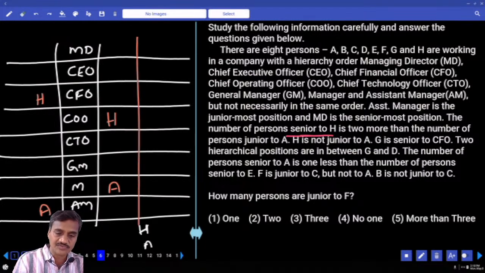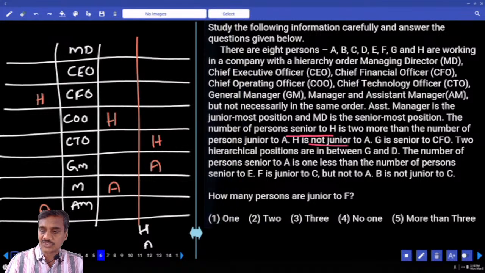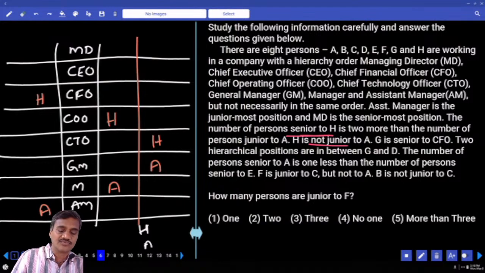And in the third case, if A is here, then H will be here. Clear? In all the three cases, if you observe here, number of persons senior to H is 2 more than junior to A. And H is not junior to A, H is senior to A. And G is senior to CFO. As G is senior to CFO, G can be at any one of the first two places.